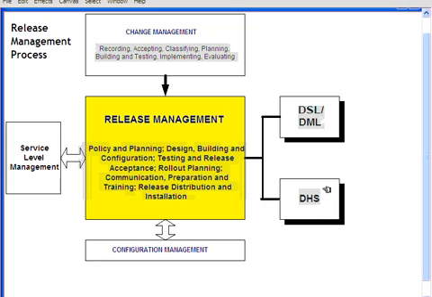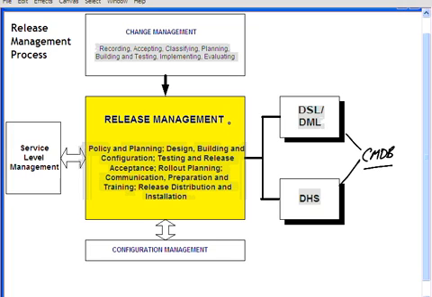Now, also working along with the DSL, DML, and the DHS is the Configuration Management Database. I've already referred to the CMDB earlier, but this is where we check information about our configuration items or instances. Any software versions or hardware versions that are incorporated into the DSL, DML, or DHS, we'll also have details updated in the Configuration Management Database as well.